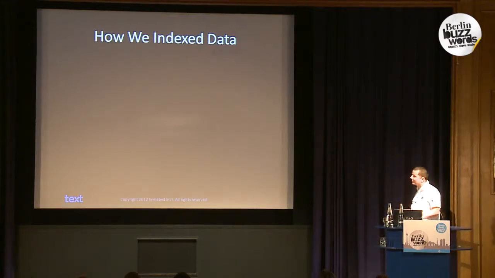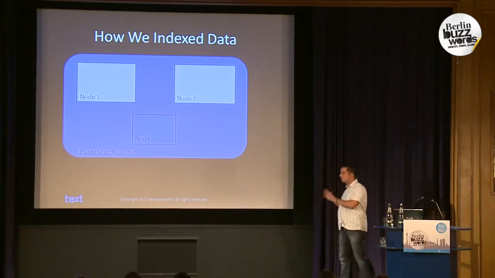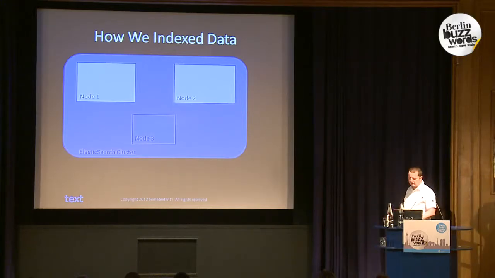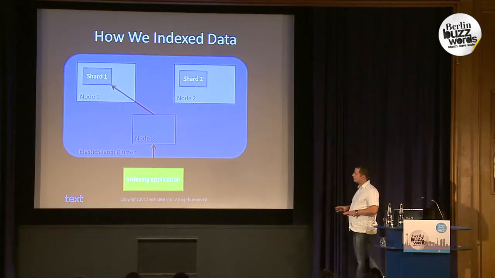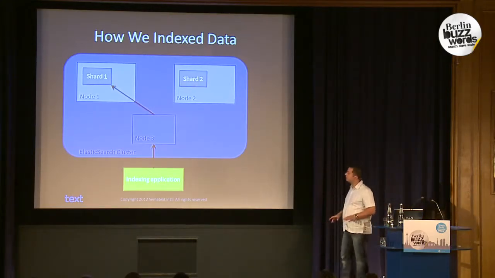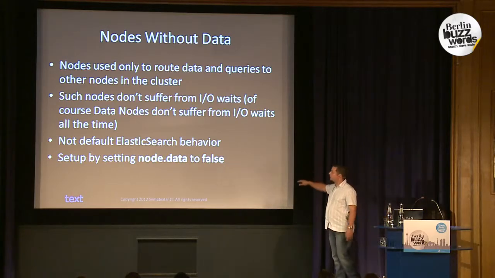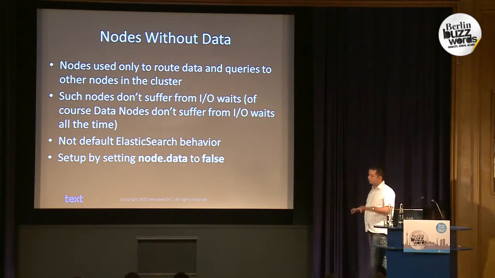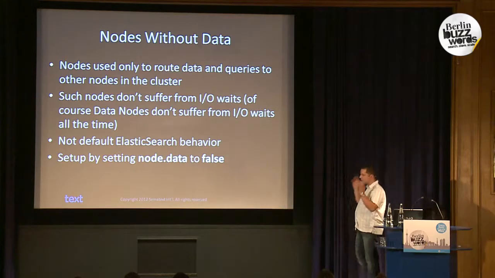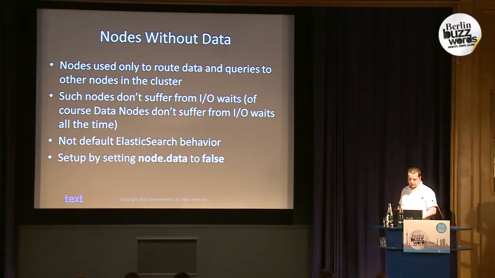Another thing: we decided to have a few nodes without data being indexed to them. We send the data to a node with no data on it, and this node is only responsible for querying and for distributing the documents to other nodes. It can be specified by setting node.data to false. It's not the default Elasticsearch behavior, but we use it because we did suffer from I/O on a few nodes, and we wanted to avoid it. We wanted to constantly push the documents into Elasticsearch and not worry about it. That's how it can be done.